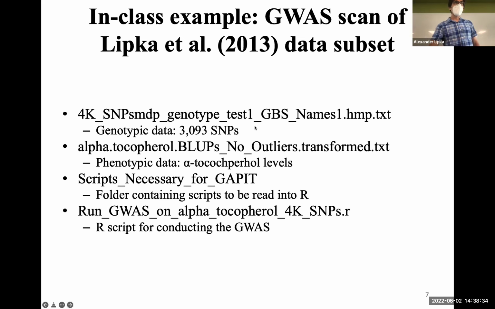So we have our data set of markers with this file name. We have another input file that contains our phenotypic data. And then to prevent you from having to navigate through a whole bunch of scripts, I just have a folder called scripts necessary for GAPIT. And then I have a master script in the main directory that has everything you need.